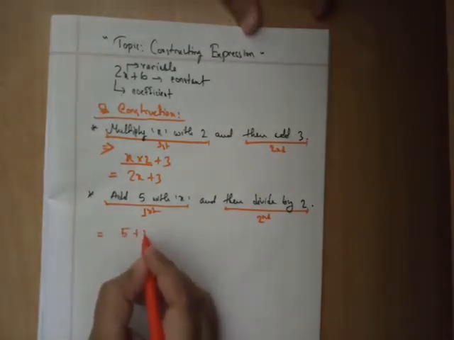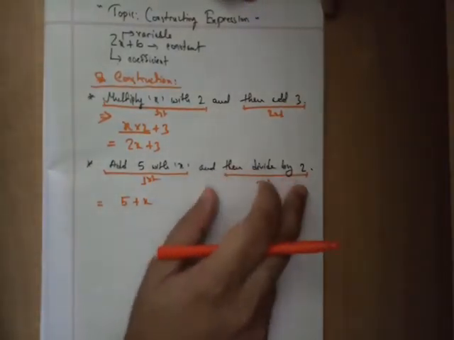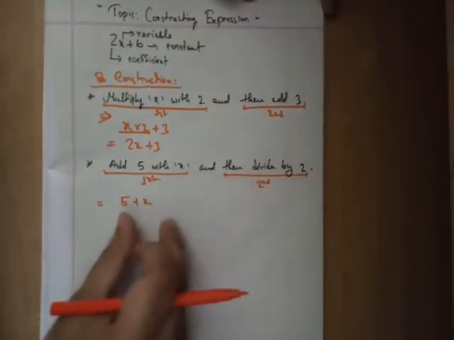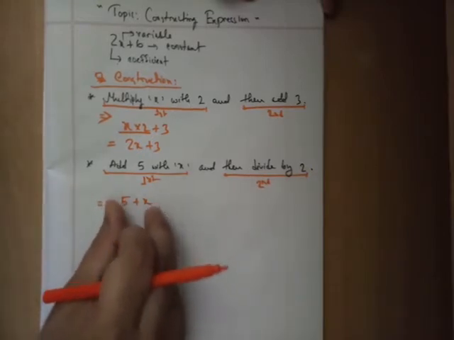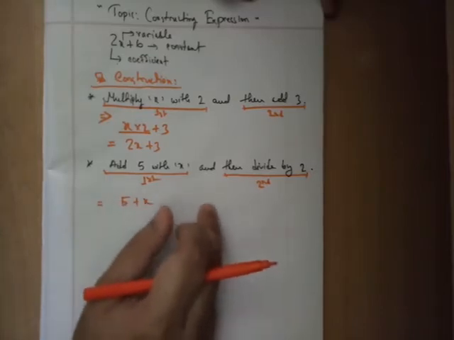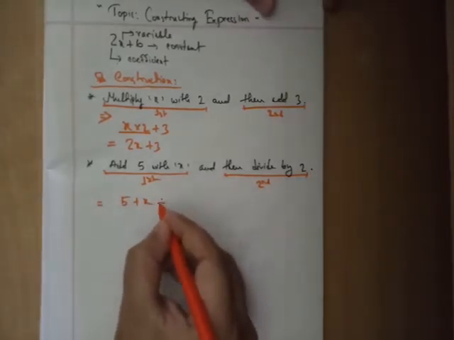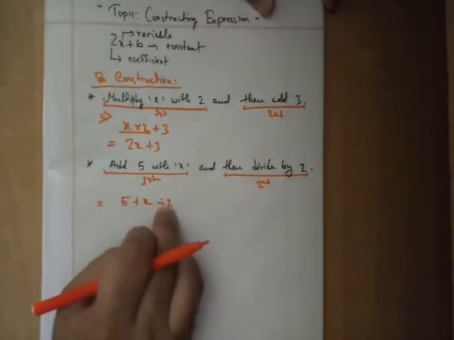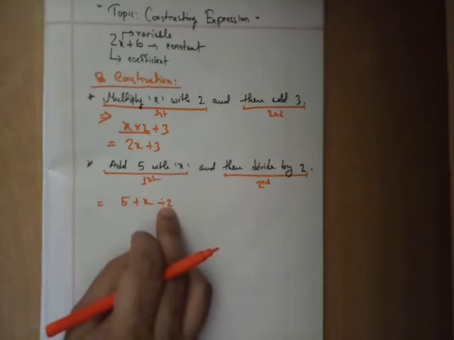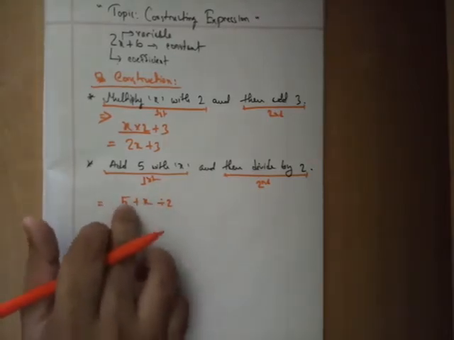5 plus x. Now, what is the second part? Then divide by 2. I will divide the addition of this. First of all, I will add this up and then I will divide it by 2. So if I write it like this, divide by 2, it simply means I'm dividing x by 2, because if you remember from the order of operation, we always do division first instead of addition.